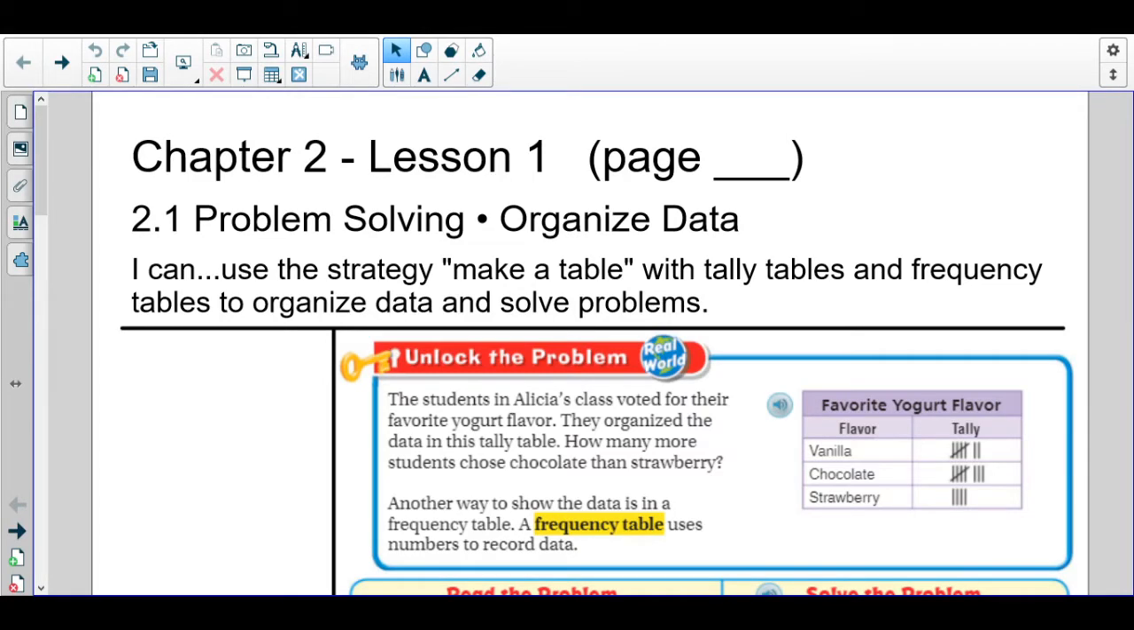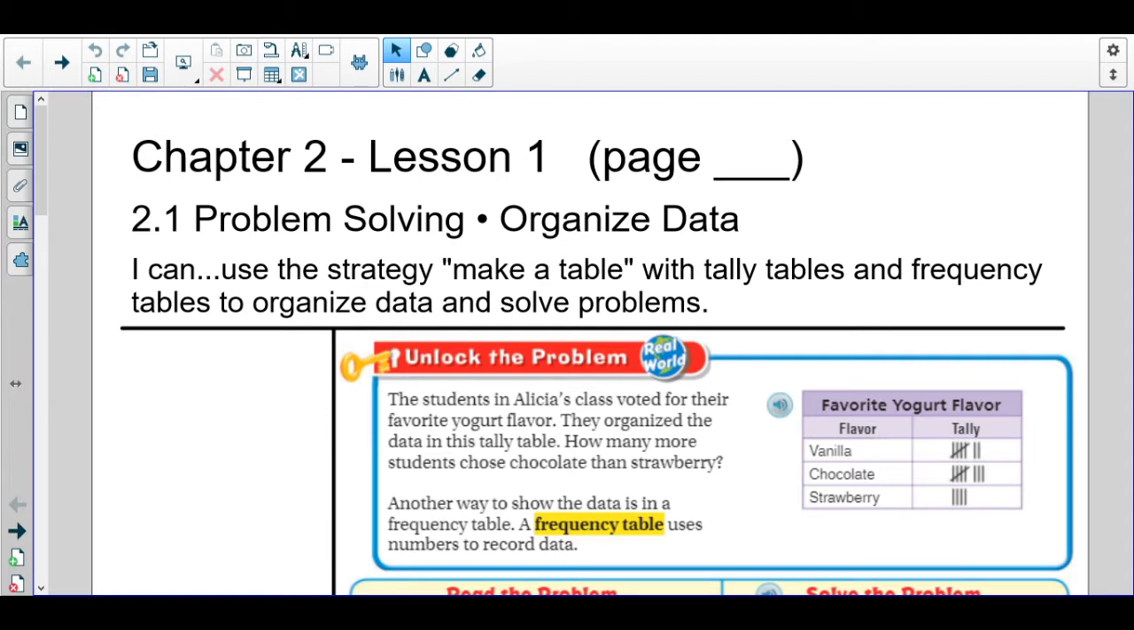All right, let's get ready to start chapter 2. And I'm not going to lie, this is a fun unit to go through and a lot of opportunity to do a lot of data gathering and working with charts and graphs. So let's not waste any time and get right to it.